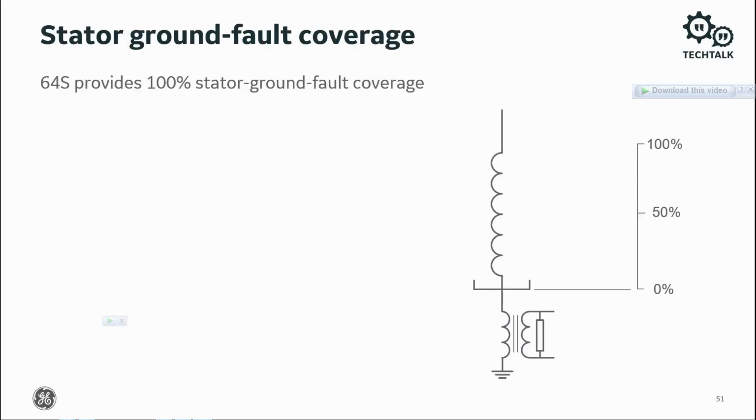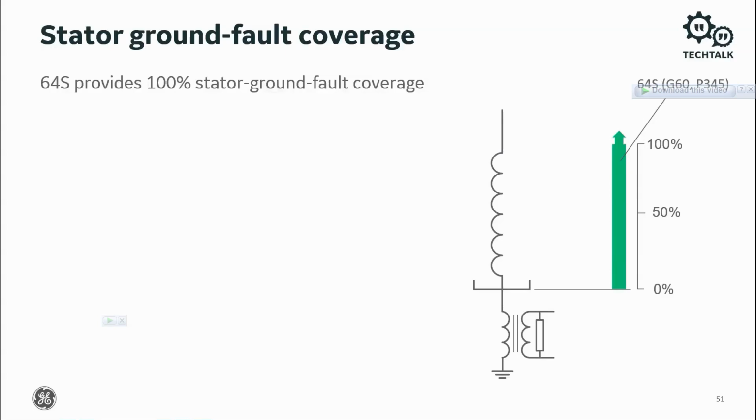When we look at stator ground fault coverage for a high impedance grounded generator, 100% stator ground protection based on sub-harmonic injection provides the coverage of the traditional three means of stator ground fault protection. The sub-harmonic injection 64S is available in the G60 and P345.